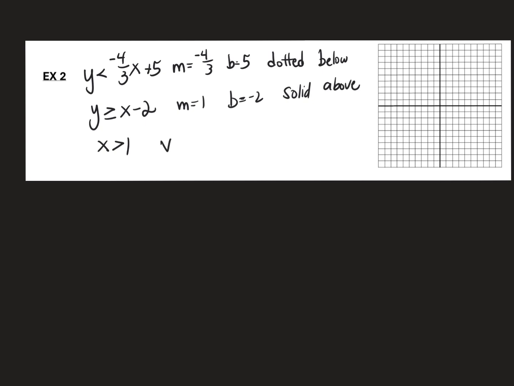And then the last one, this is a vertical line. When you don't have y, it's a vertical line, and it's going to be dotted on x equals 1. And we will shade to the right. The numbers to the right of that are greater than 1.